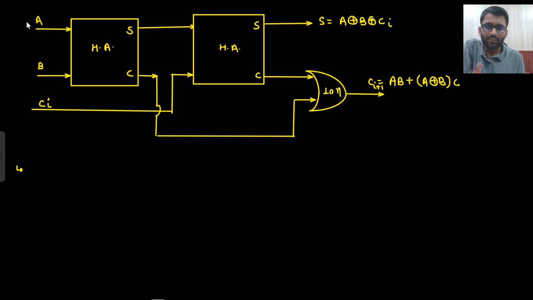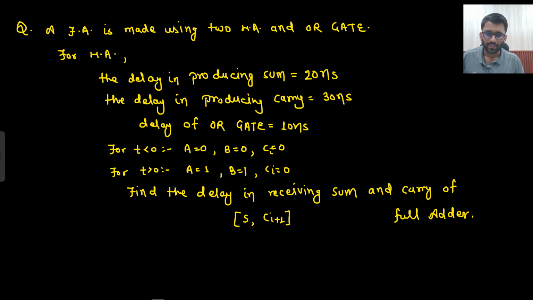For t less than 0, a was 0, b was 0 and c was 0. So this sum was 0, this carry was 0, everything was 0. This 0 plus 0 will be 0, carry is 0. This 0 is fed here, 0 plus 0 is 0, carry is 0, and this is also 0. So everything was 0. Now 1 1 0.